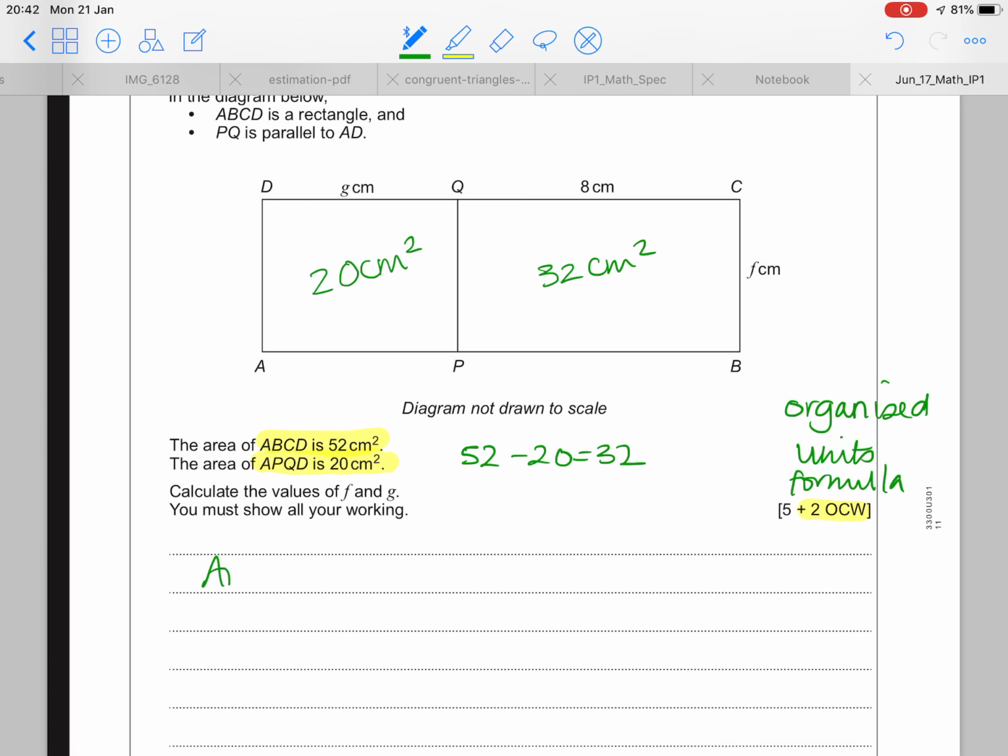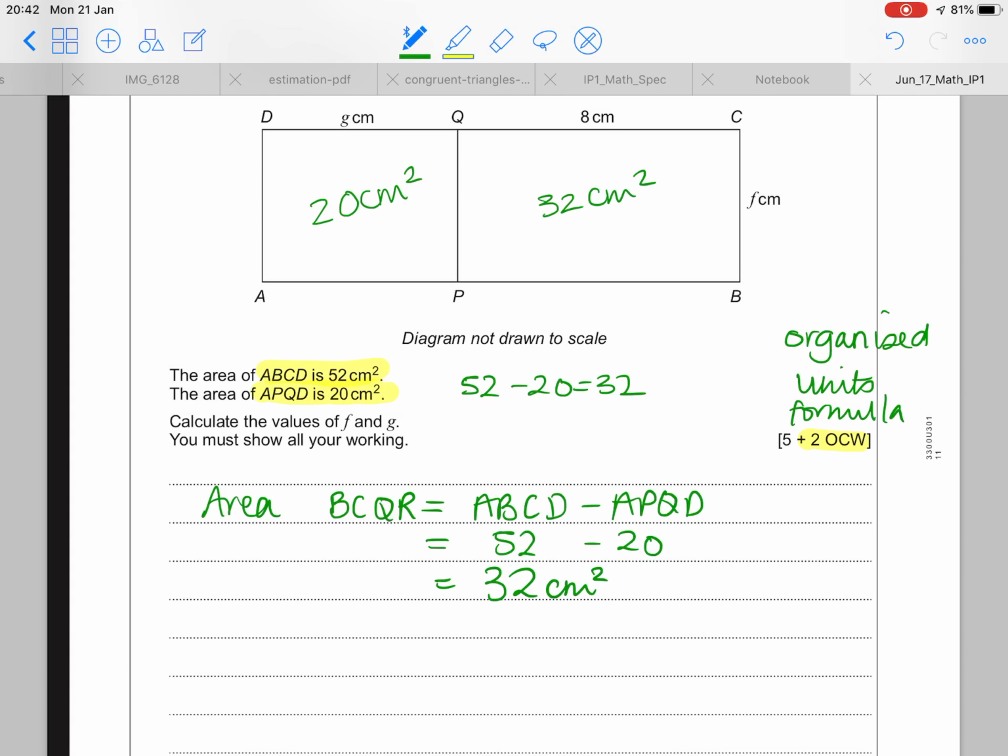So area BCQP equals ABCD, take away APQD. It's what I just wrote above. 52 take away 20 equals 32 centimetres squared. So that explains what I just put onto the picture. Area of a rectangle is length times width.